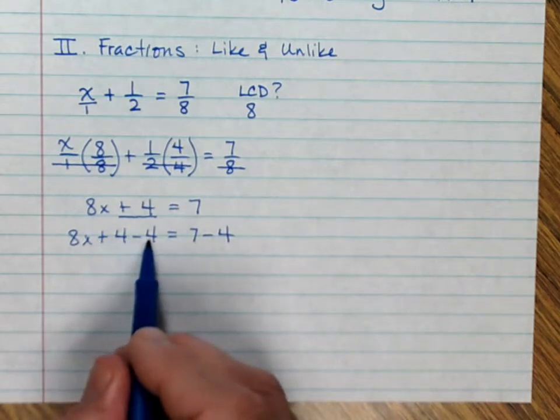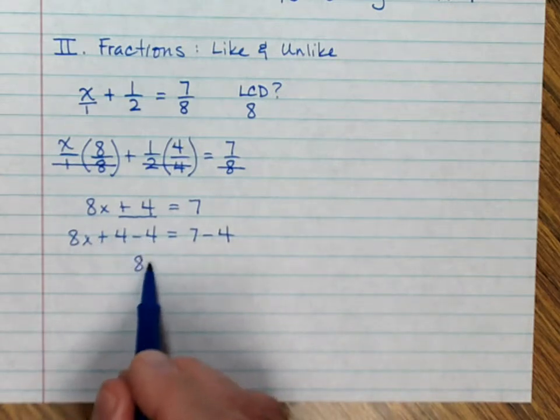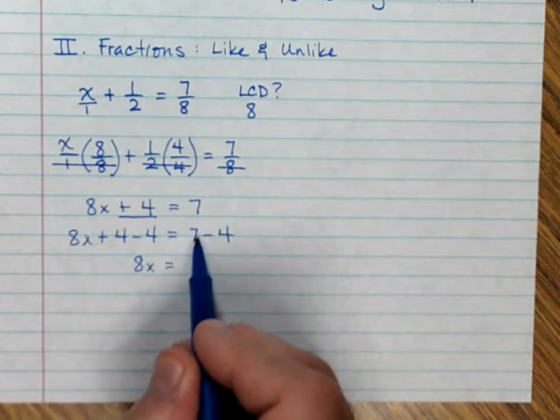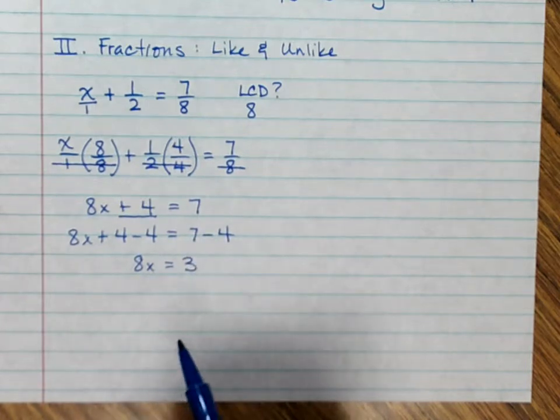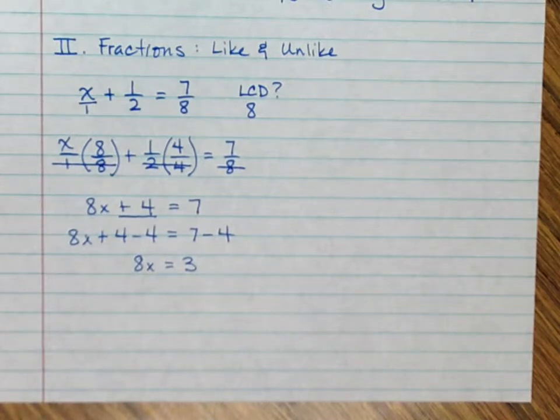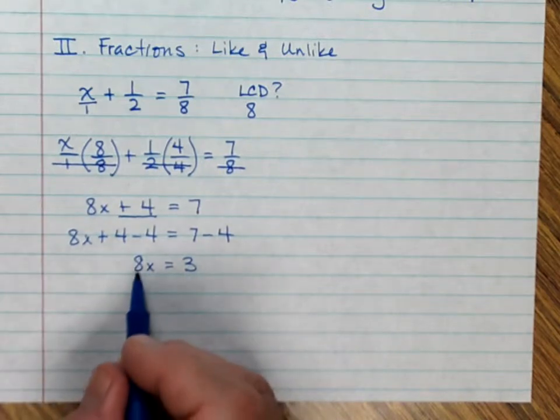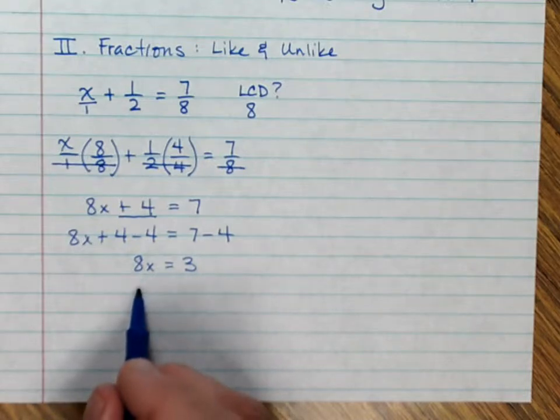So 4 minus 4 is 0. That'll leave us with 8x. 7 minus 4 is 3. Now we're down to 8x is equal to 3. The coefficient's 8, so we want to divide by our coefficient.